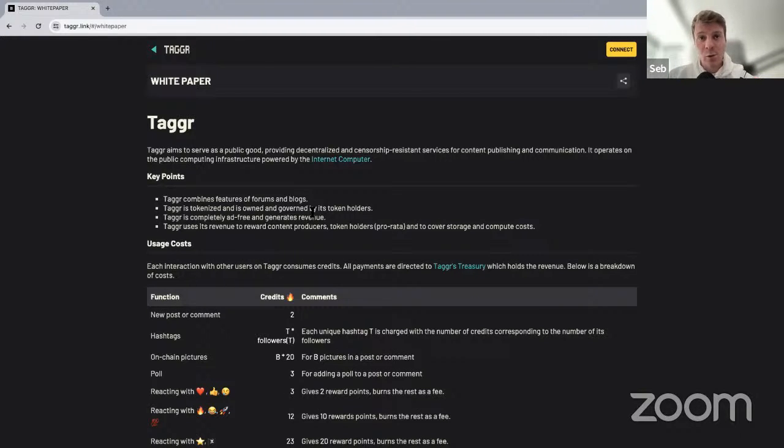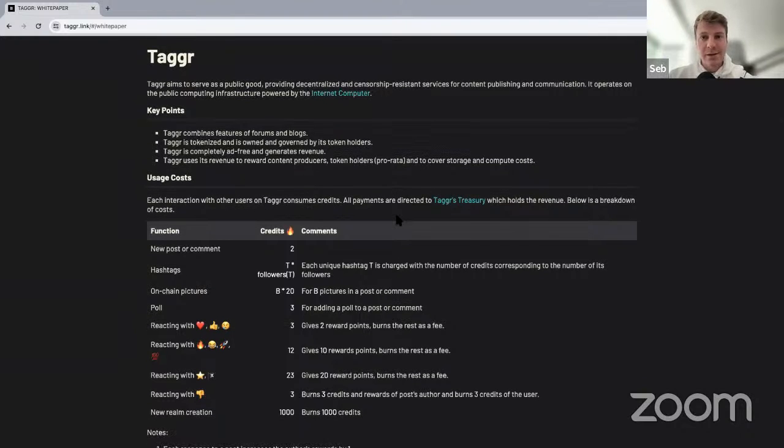I think this is one of the reasons why it has been so appreciated in the ICP community. It's actually one of the most used applications. And the second thing is the ownership and reward model they've implemented.